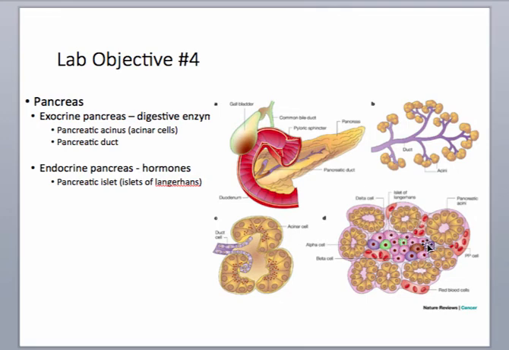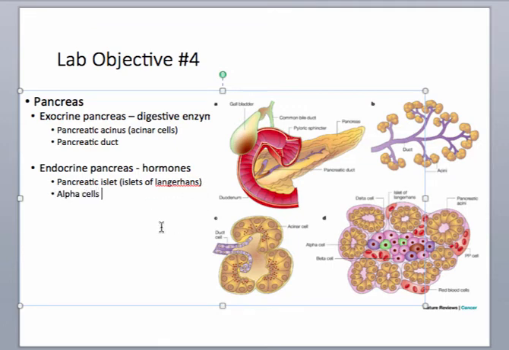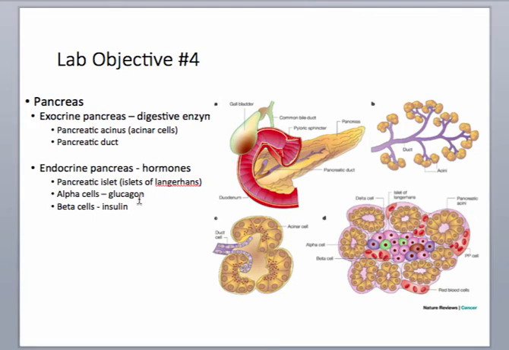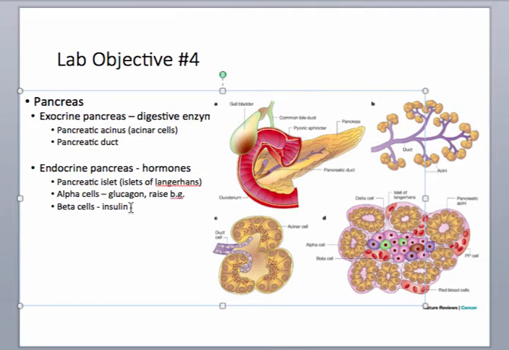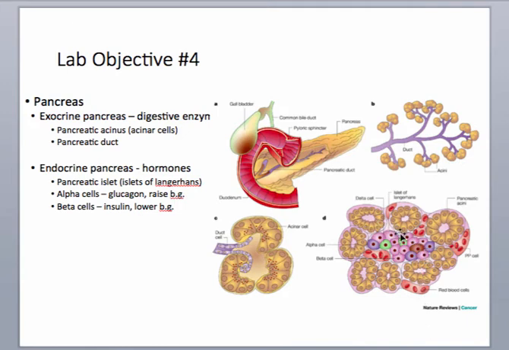Then you might see clusters of cells, and these are called islets of Langerhans, and these have the endocrine function. Within the islets of Langerhans, we have alpha cells, and those produce glucagon, and then we have beta cells, and those produce insulin. And glucagon responds to low blood sugar, so it's going to raise blood glucose. And insulin responds to high blood sugar, and therefore it's going to lower blood glucose. And so we're looking for these sort of islands or islets of cells.